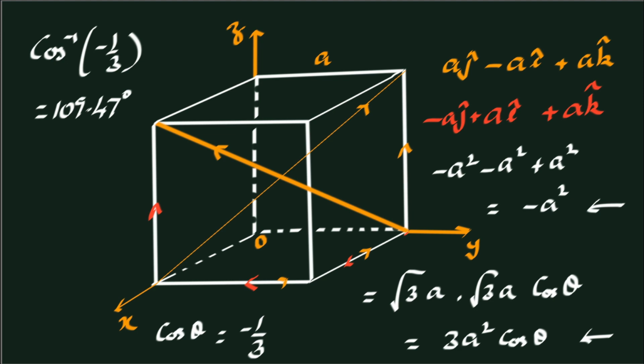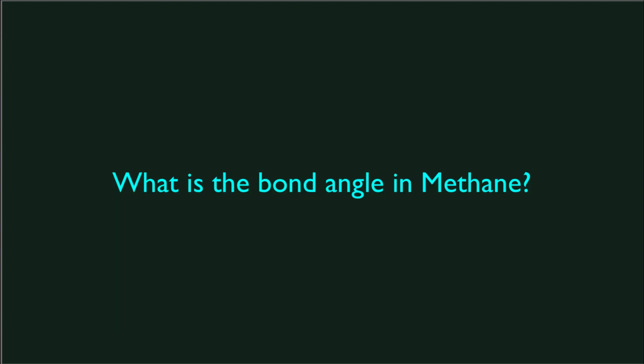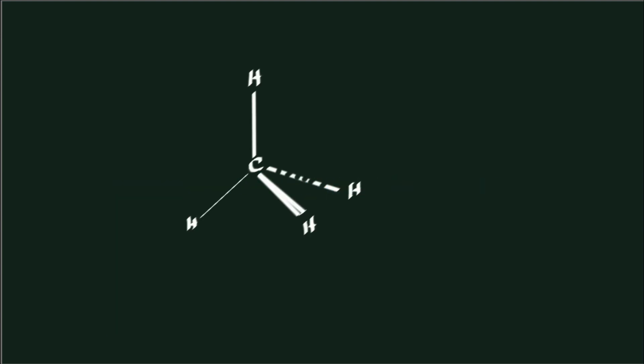All right, let's go to the third problem. The third problem is a bonus problem. Okay, the third problem is, what is the bond angle in methane? This is methane. So what we are going to do is very simple.